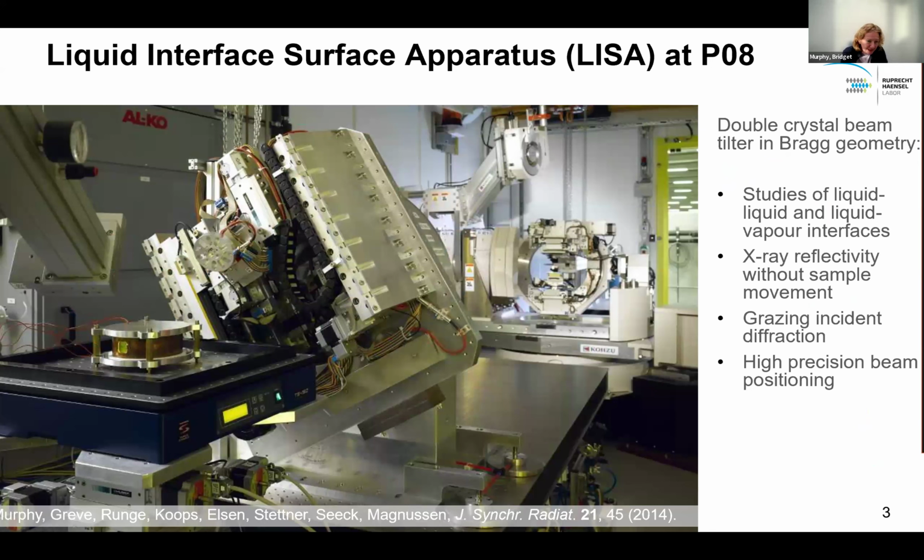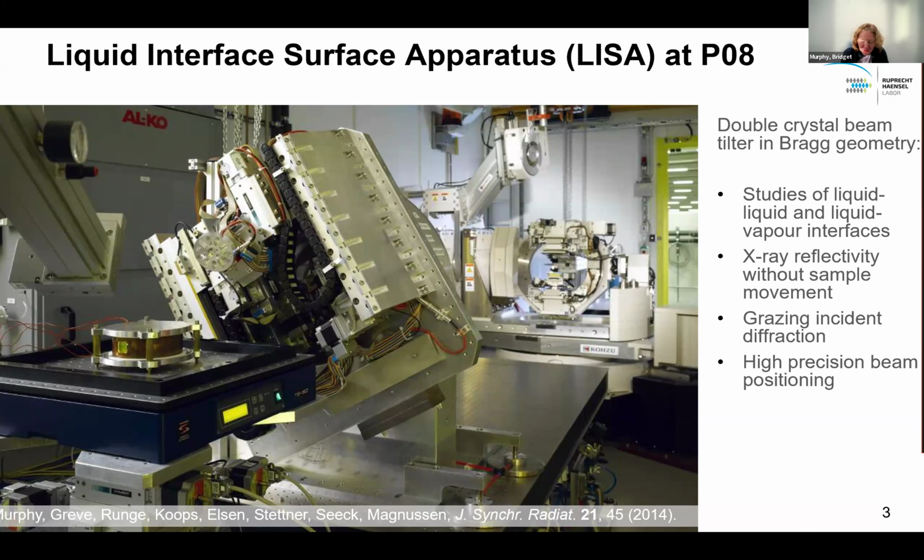So LISA is a liquid interface scattering apparatus, a double crystal monochromator with all the advantages and disadvantages that you get with such a device. So we can do really beautiful reflectivities on liquid or on liquid-liquid interfaces. We have very high beam precision, and we can look at very delicate interfaces because we don't have to move the sample during the measurements.